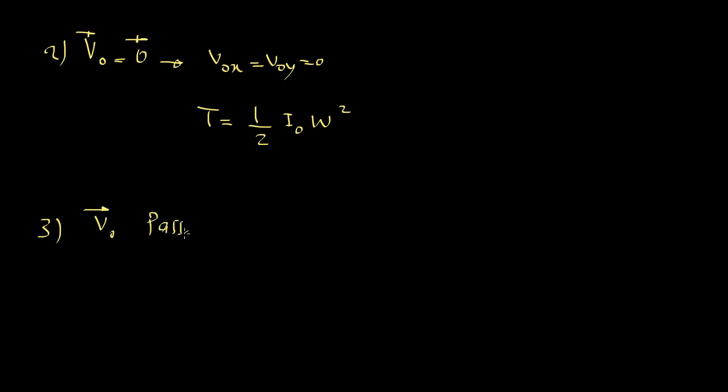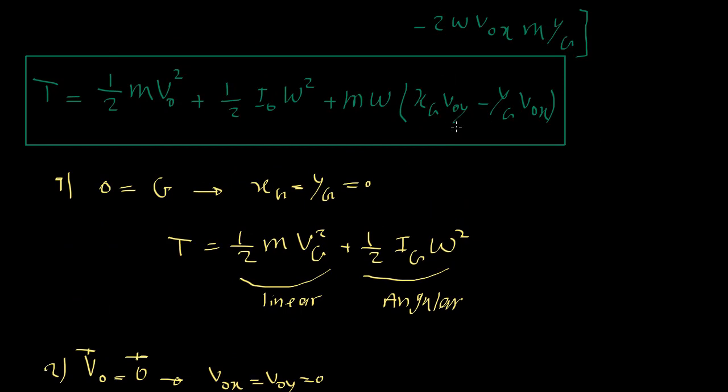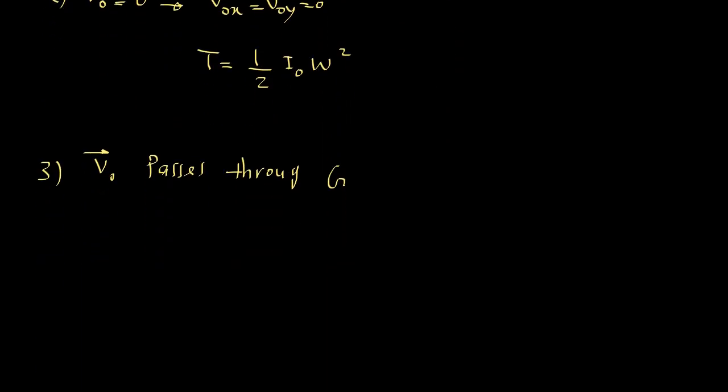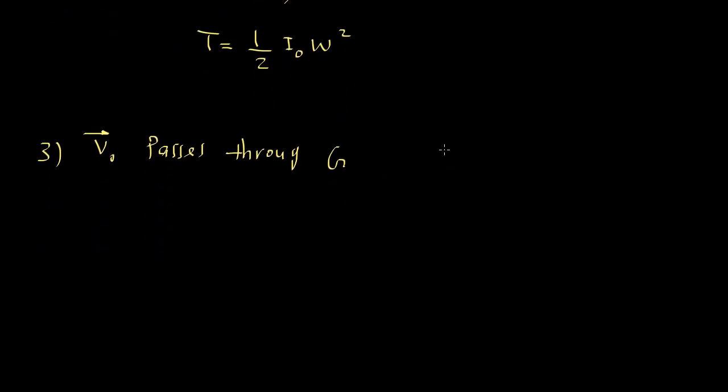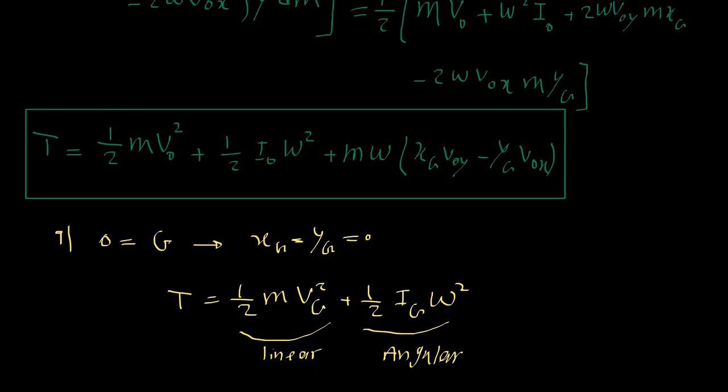And the third case that we can simplify that equation for kinetic energy is when VO passes through G. So in that case, this parenthesis would be equal to 0, because we are going to have x of G over y of G is equal to VOX over VOY. And that means the velocity of point O passes through the center of mass. So this means VOX over VOY is equal to x of G over y of G. This is what we mean by saying that VO passes through point G. And if this equation is true, that parenthesis is equal to 0.